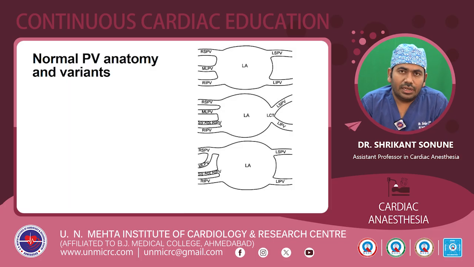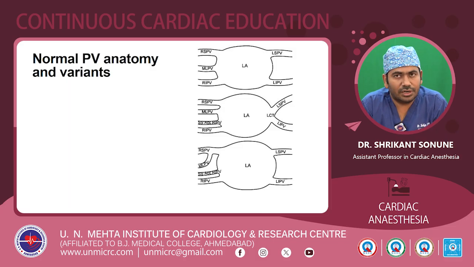The right superior and the middle lobe pulmonary veins join and form the right upper pulmonic vein, and the right lower pulmonic vein drains separately from the lower lobe of the right lung. The left lung drains with the help of the left superior as well as the left inferior pulmonic veins, and sometimes the lingular lobe also has a separate pulmonic vein.